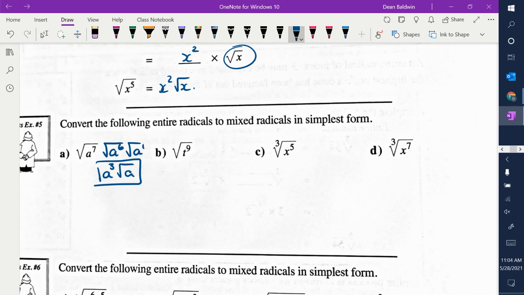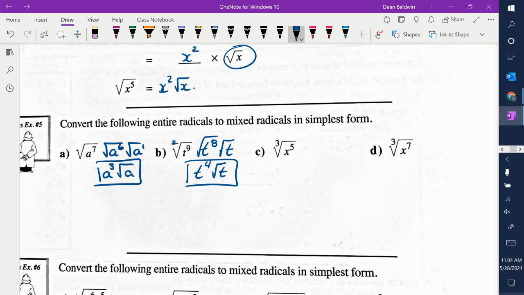B, t to the 9. What's my index number for the next one? It's 2, right? Is 9 divided by 2? Divisible by 2? Not into whole numbers anyway. So I rewrite it as what? Yeah. Square root of t to the 8, square root of t. What is the square root of t to the 8th? t to the 4. So it's t to the 4 root t.